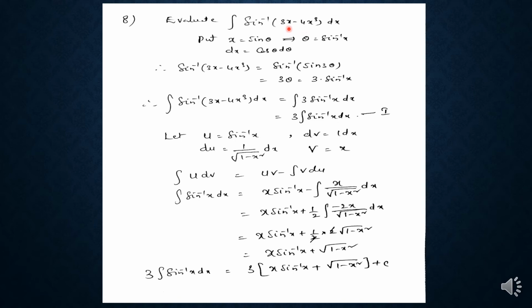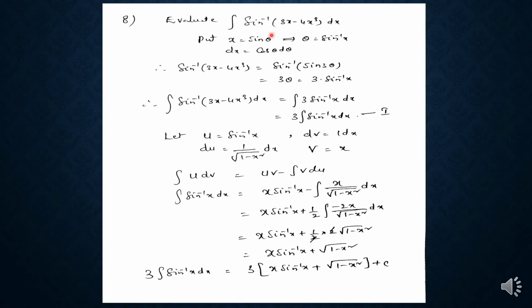By putting x equal to sine theta, this becomes 3 sine theta minus 4 sine cube theta, which is equal to sine 3 theta. So sine inverse of sine 3 theta is equal to 3 theta. Sine inverse of sine f of x is equal to f of x, and sine of sine inverse of f of x is equal to f of x. In the inverse trigonometric functions we have that formula.